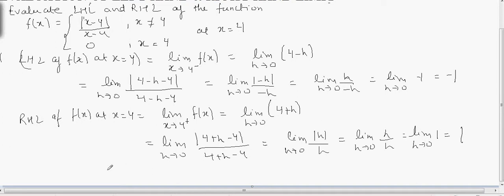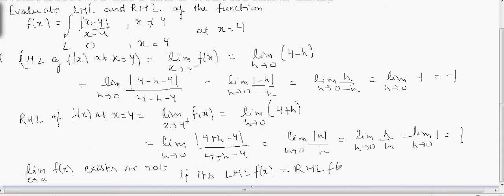Here, if we have to find out whether limit of x tends to a f(x) exists or not, we can easily find out: if its left hand limit of f(x) is equal to right hand limit of f(x), then limit of f(x) exists, otherwise no.